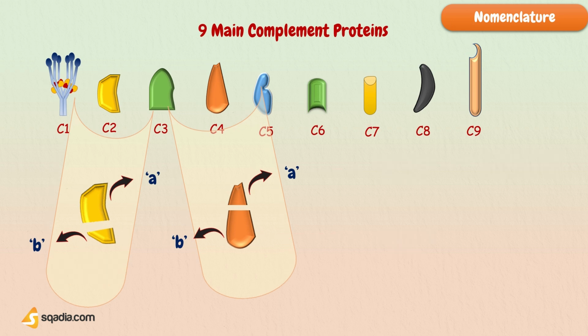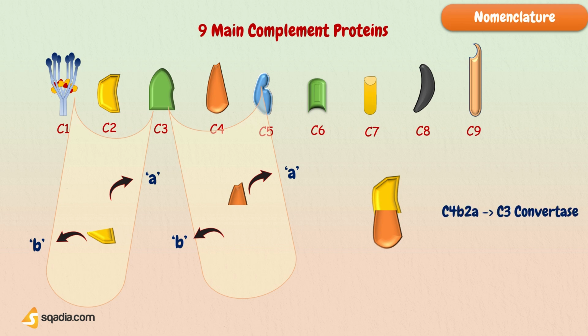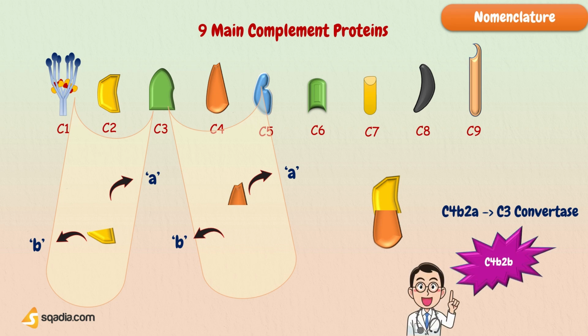The fragments adhere together to form complexes. These complexes form and or act as enzymes. To designate which C proteins make up the complex, the names of the proteins are strung along in the order in which they bind. For example, the C3 convertase enzyme is also called C4b2a because it is made up of C4b and C2a fragments. Something you should know to avoid any confusion before we move ahead.